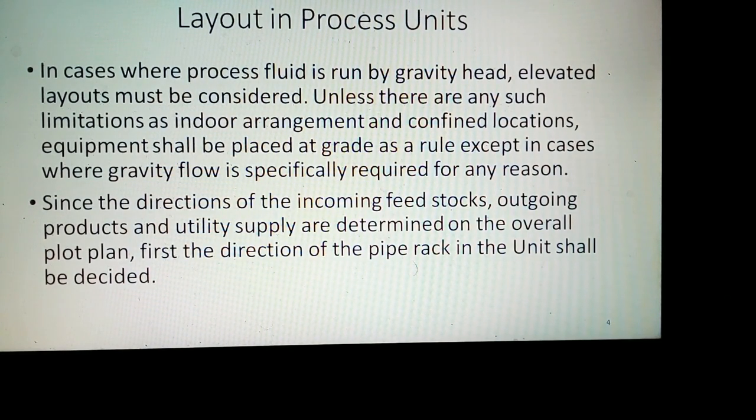Layout in process units. In cases where process fluid is run by gravity head, elevated layouts must be considered, unless there are any such limitations as indoor arrangement and confined locations. Equipment shall be placed at grade as a rule, except in cases where gravity flow is specifically required for any reason. Since the directions of the incoming feedstocks, outgoing products, and utility supply are determined on the overall plot plan, first the direction of the pipe rack in the unit shall be decided.